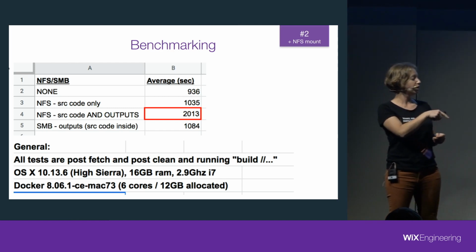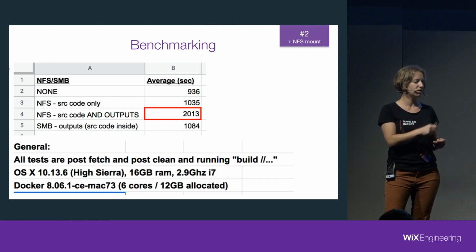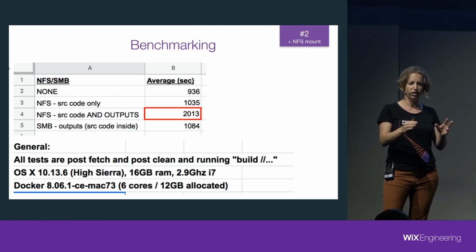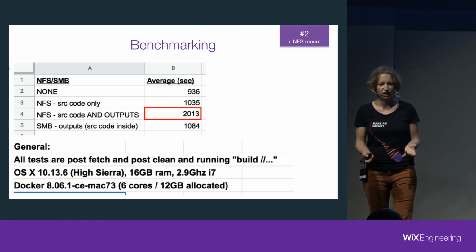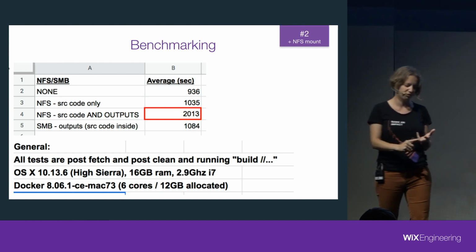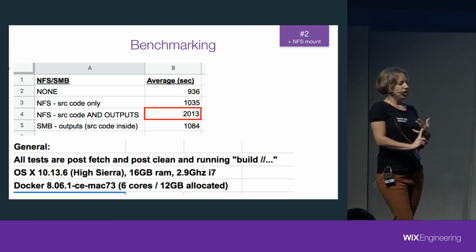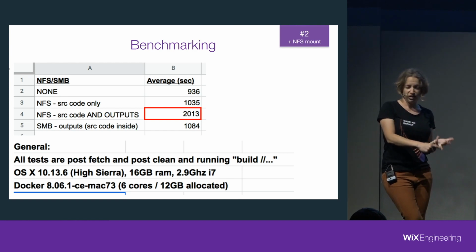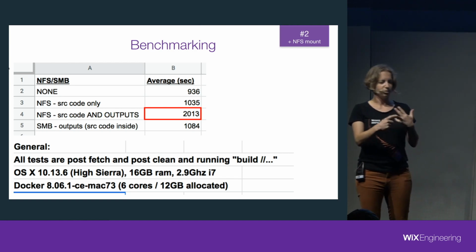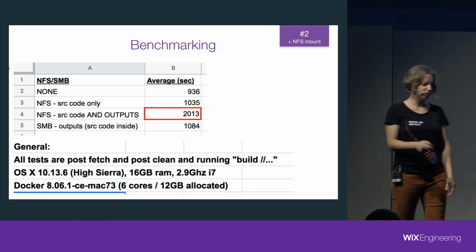The data I've put below is actually just to show the number of things I had to consider while benchmarking: the version of Docker for Mac, the version of OS X, how many cores I had given the Docker. Okay, it's a matter of how much resources I allocated to it.